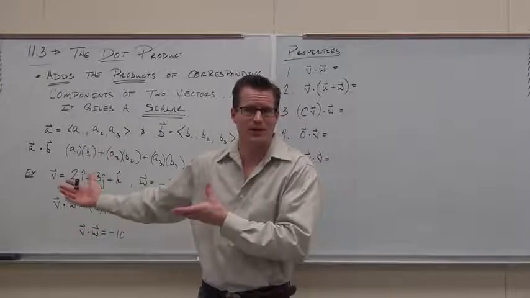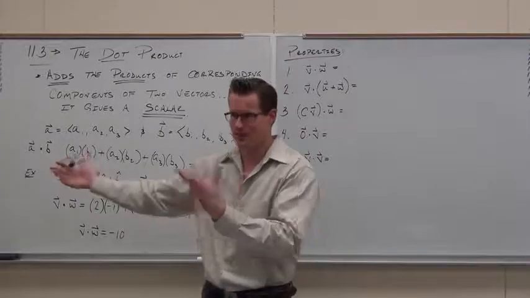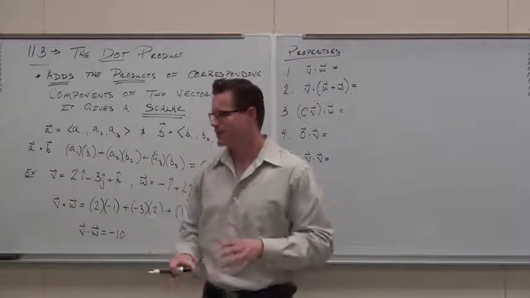Because it's a 3D vector. We don't have 4D vectors, so that's fantastic. So literally, all you've got to do is multiply three sets of numbers and add them up. That's it. You with me?